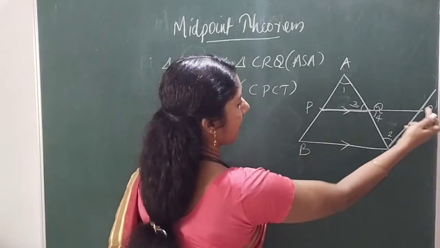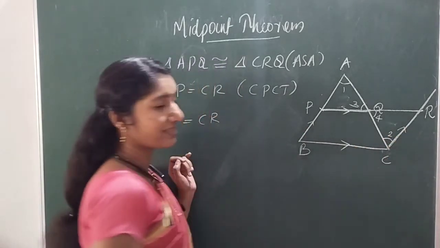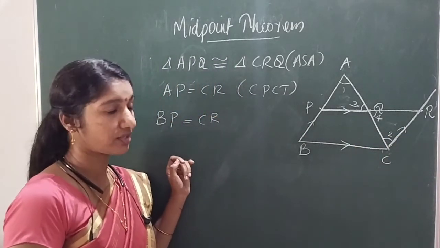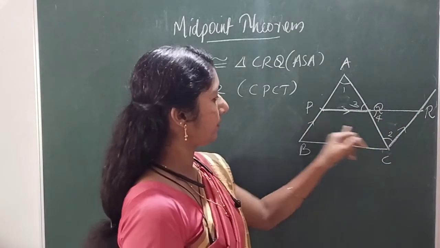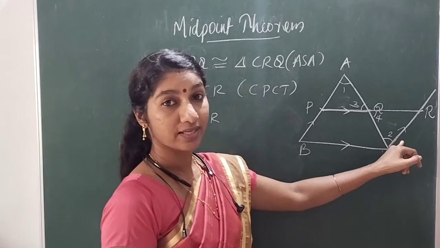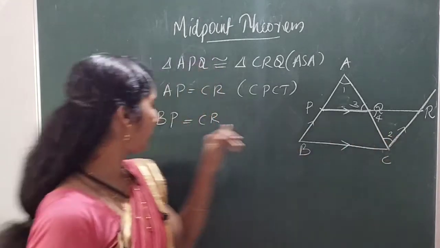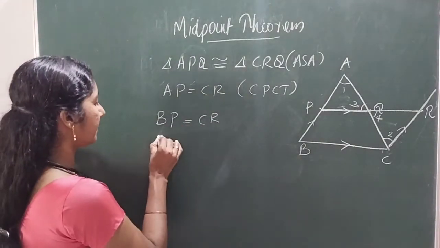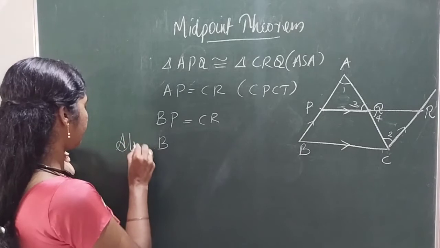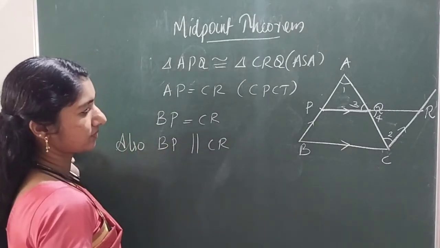Quadrilateral BCRP. You got BP. BP is parallel to CR because, according to our construction, we have drawn CR parallel to this line segment. So BP and CR are the opposite sides of this quadrilateral. They are parallel, and also they are equal. BP equals CR, and also BP is parallel to CR.